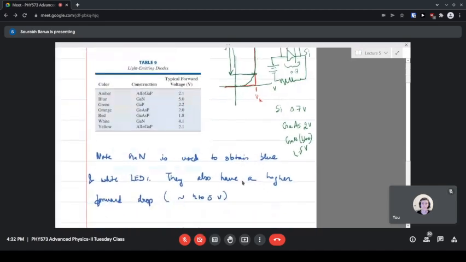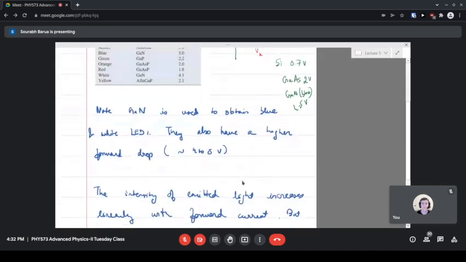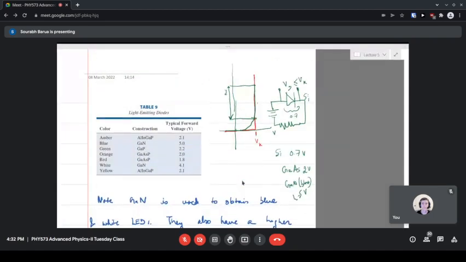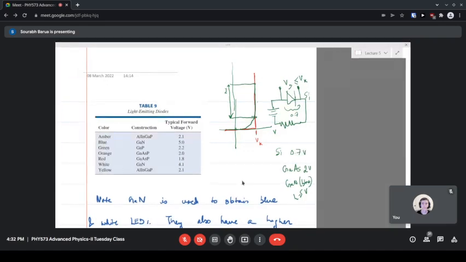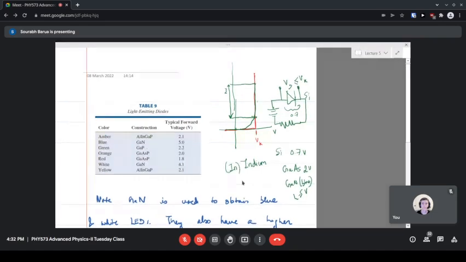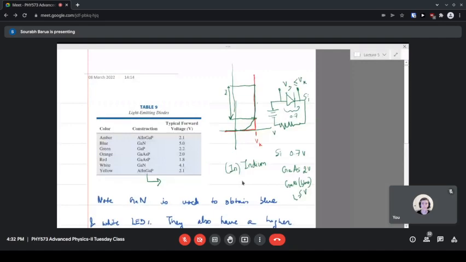Sir, here AlInGaP, what does that mean, sir? AlInGaP? That is aluminium, indium, gallium phosphide. In is indium, and the rest is aluminium, gallium, and phosphorus. Yes, so this is a quaternary semiconductor.